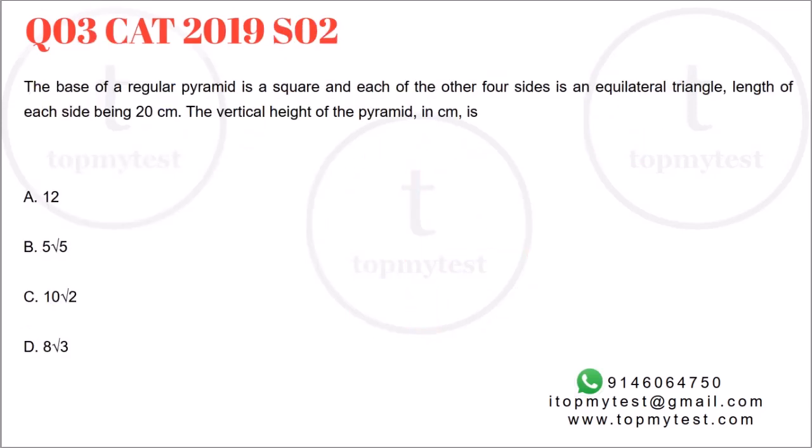The third question is from CAT 2019 slot 2. Let's see what this says. The base of a regular pyramid is a square and each of the 4 sides is an equilateral triangle, the length of each side being 20. What is the vertical height of the pyramid?